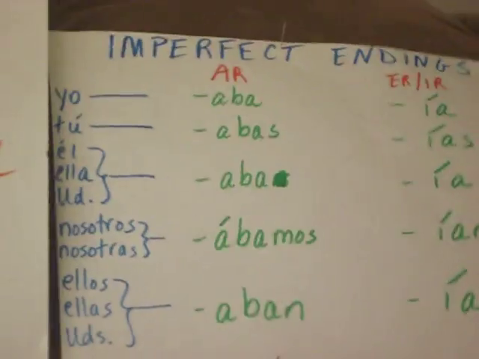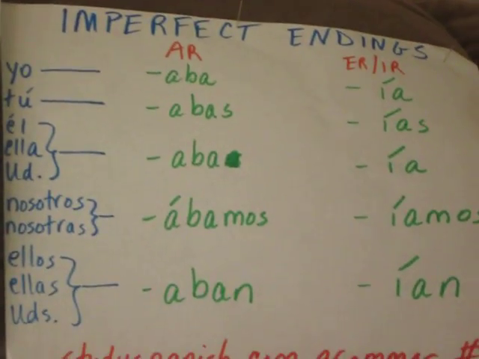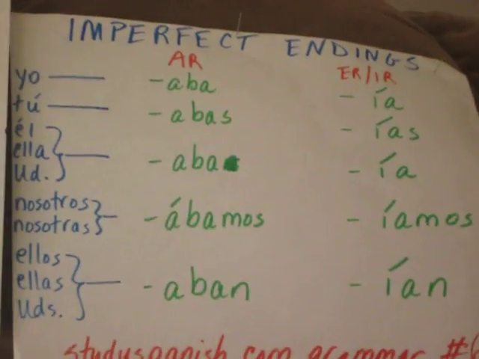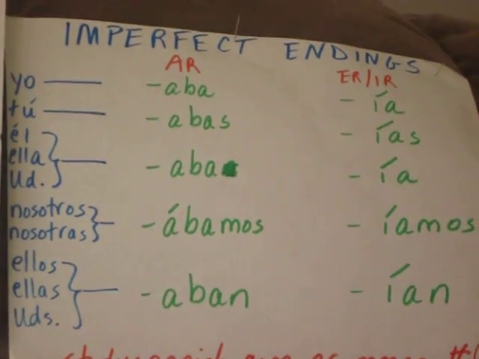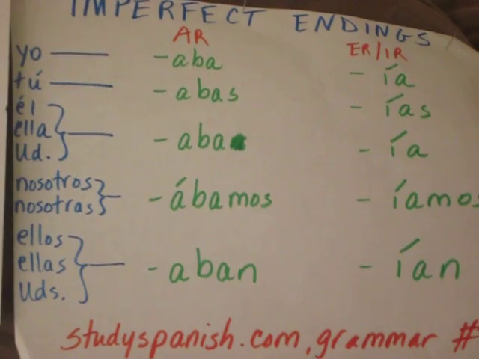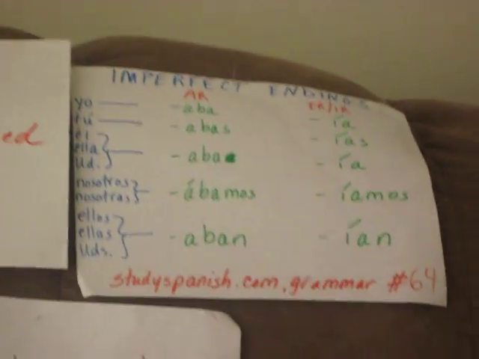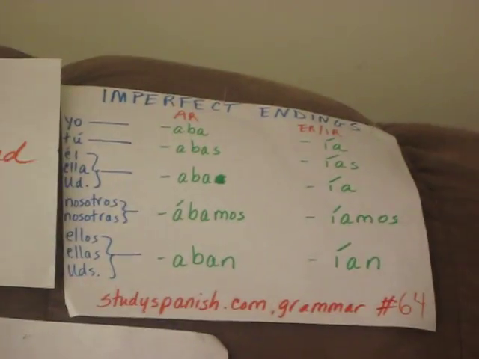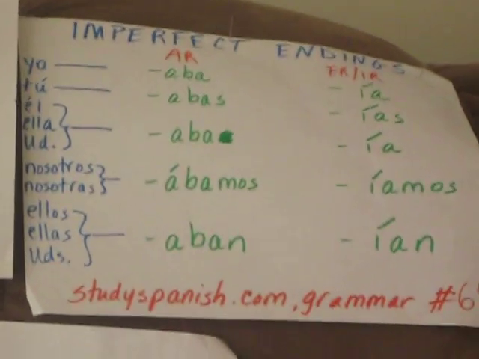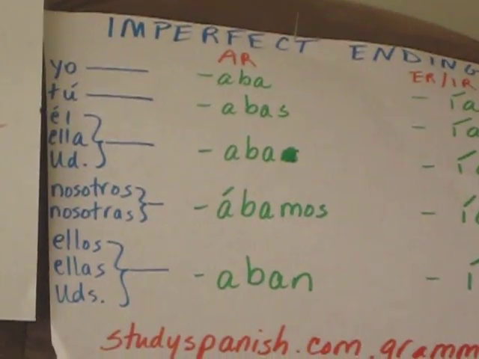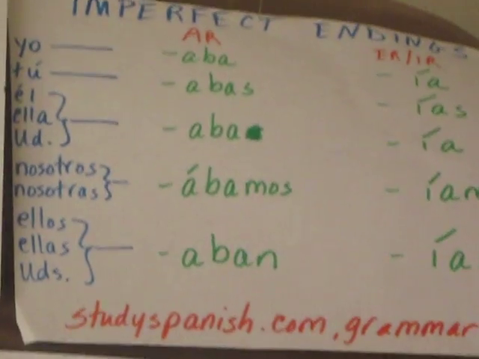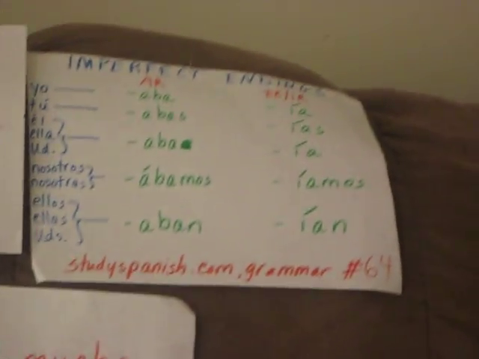Okay, moving on. Let's look at what the imperfect looks like. You see those little blue words on the side? What are those called? We just did them. If you said pronouns, you are correct. Let me move back a little bit. Okay, sorry. You have yo, you have tú, you have él, ella, usted, you have nosotros, nosotras, ellos, ellas, and ustedes. Those are your pronouns.